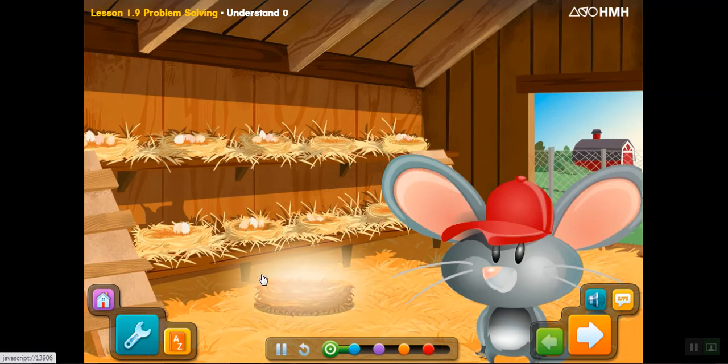Okay, so we're going to click the nest here to see what his friend, one of the chickens, left him.